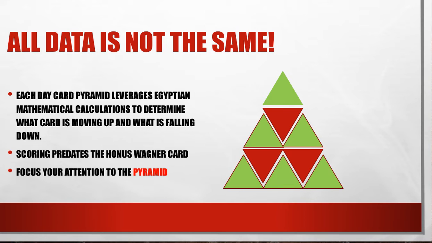You don't want down. Now, this algorithm that we use, this Egyptian mathematical calculation that we pulled out of magic, well, it's special. It's like the KFC secret 7 herbs and spices. Well, it predates the Honus Wagner card even being created. So this algorithm really is that important. Now, focus your attention on the pyramid. Look at the green and look at the red. Remember, not all the data is the same, so you've got to trust the data that Card Pyramid tells you.